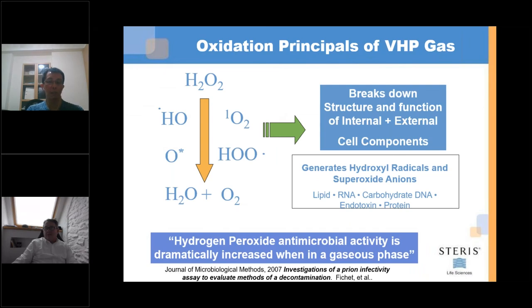VHP is a very strong oxidizing agent, and it breaks down the cell's components. Hydrogen peroxide has different stages, various phases involved. But basically, it's been scientifically proven that in its gaseous phase it has the highest level of antimicrobial activity.